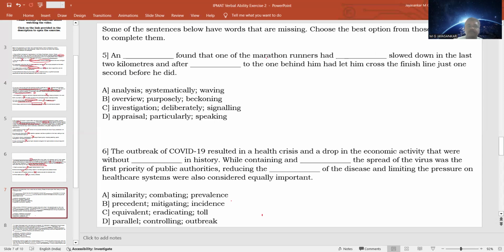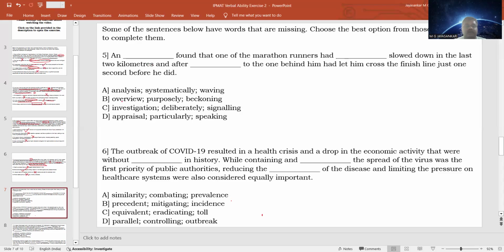"An analysis found that one of the marathon runners." After the incident, they did an analysis and found that one of the runners had systematically slowed down in the last 2 kilometers. What is systematically slowing down? Following a system: first he slowed down a little bit, then slightly more, like that. Okay, we can think of it as a probable answer, and "after waving to the one behind him, had let him cross the line" is okay. Analysis found that this runner systematically slowed down in the last 2 kilometers, and after waving to the next one behind him, let him cross. Probable answer, keep it in your mind.